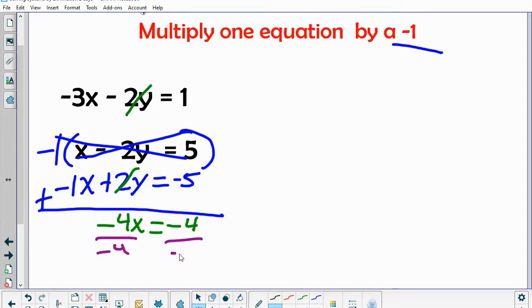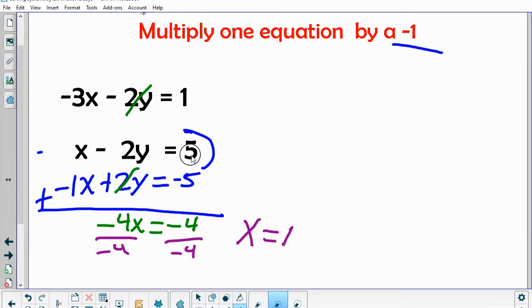-4, -4, and that leaves us an x value of 1. All right, now we need to go back up into one of these original equations, and I'm going to move some of the stuff out of the way so you can see them. Here's our two original equations. Which one would be the easiest to plug a 1 into for x, so we can find y? Well, I think I'm going to put it in this one right here.